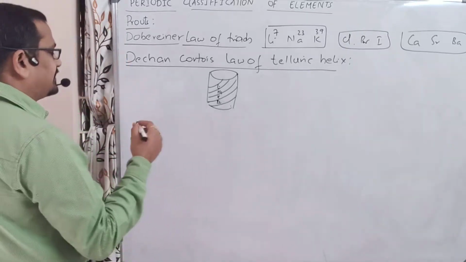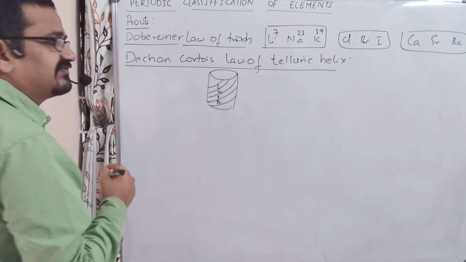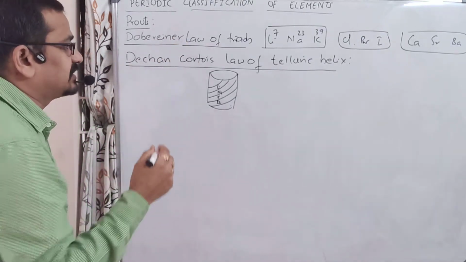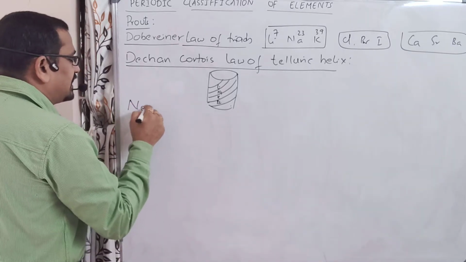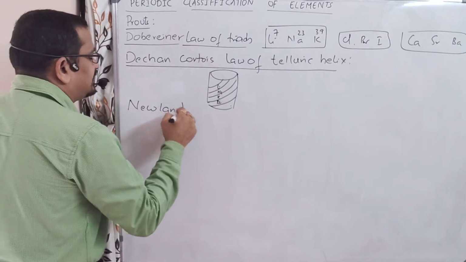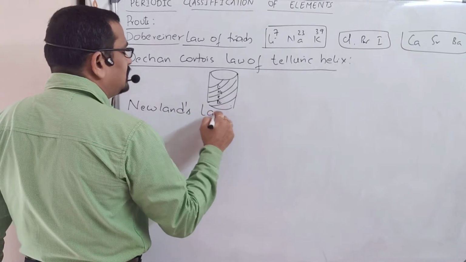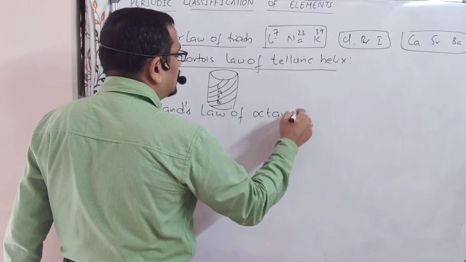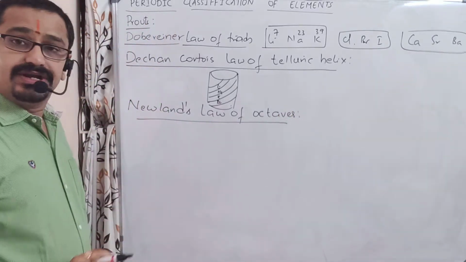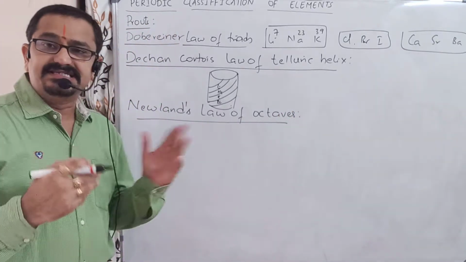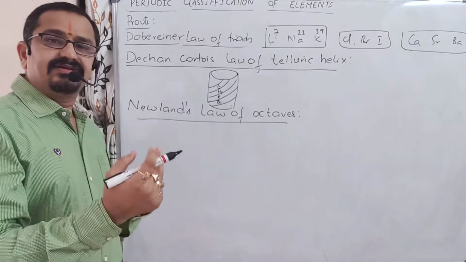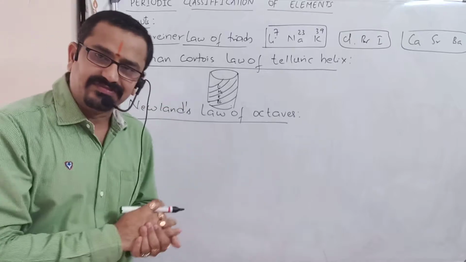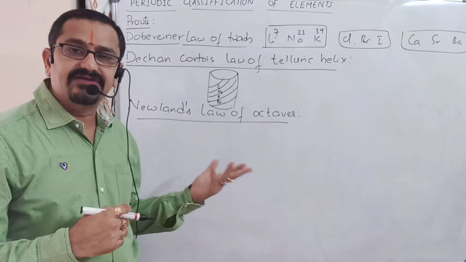Immediately after Dobereiner's law of triads and de Chancourtois's law of telluric helix, Newlands gave a law called Newlands' law of octaves, according to which elements can be arranged in a sequence of 7 members, and every 8th member resembles the properties of the first member.